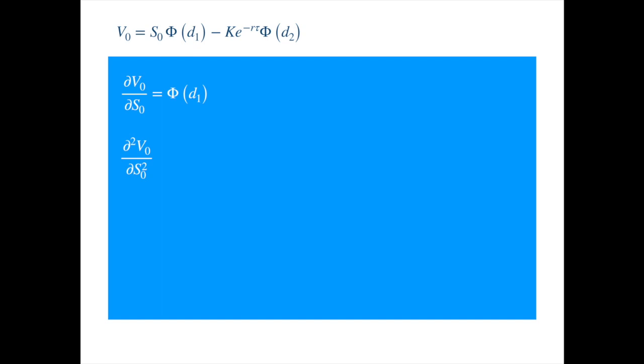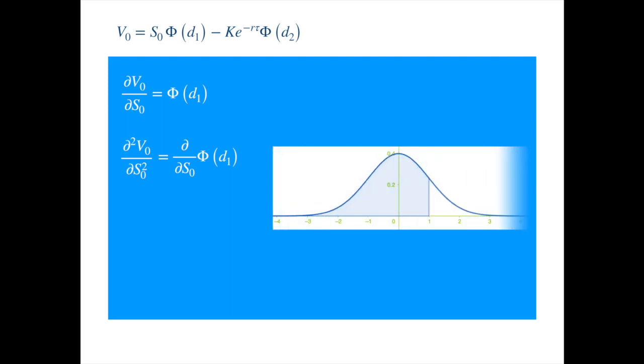To derive gamma, we differentiate delta with respect to S. Now, to calculate the derivative of phi, which is a normal distribution function, we write it in integral form and then apply the Leibniz integral rule. And if you are from a statistics background, then you already know that the derivative of the distribution function is the density function, which we show in this diagram.